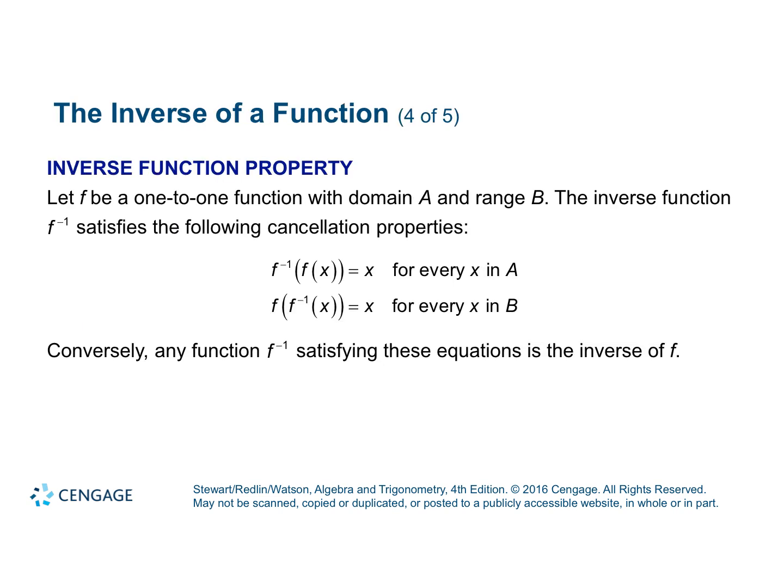So for the inverse functions, we let f be a one-to-one function with a domain of A and a range of B, and the inverse function satisfies the following cancellation properties. f⁻¹(f(x)) = x for every x in A, and f(f⁻¹(x)) = x for every x in B. Conversely, any function f⁻¹ satisfying these equations is the inverse of f.